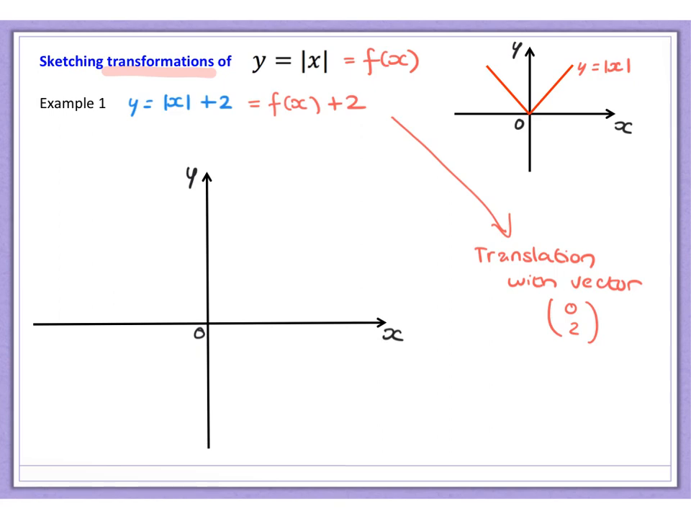So our graph will look a little bit like this. Here's one portion, and here is the other portion. It should be a perfect mirror image of each other. So this is the graph of y equals mod x plus 2, and of course this coordinate here, 0, 2.